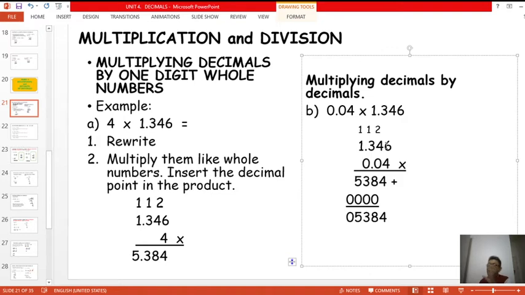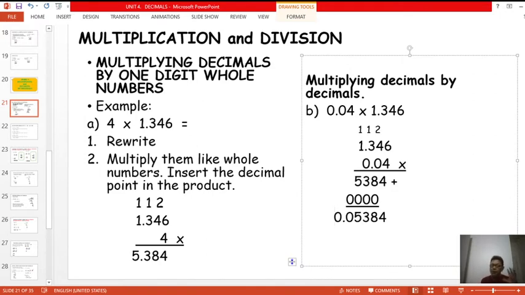How? From right to left. 1, 2, 3, 4, 5. So your decimal point will be here. And one more thing you have to do, don't forget: since there is no whole number there, you must put 0 there to represent the whole number. So that is how you get your answer.